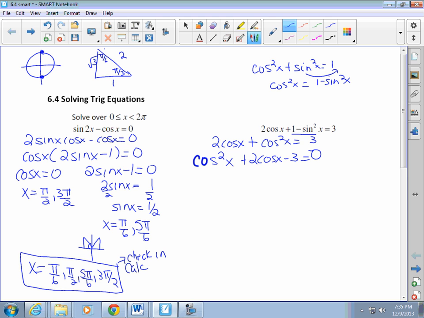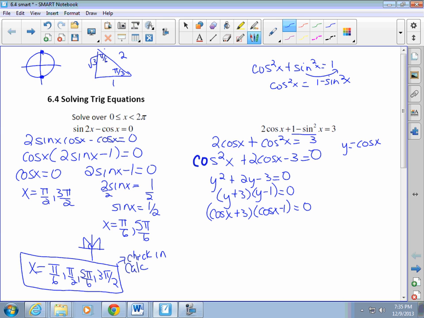So if I use my substitution method, instead of saying cos squared x, 2 cos x, I'm going to say let y equal cos x. So that means this is going to be y squared plus 2y minus 3 is equal to 0. Using product and sum, that means that this is going to be, excuse me, y plus 3 times y minus 1 equals 0. So now I can substitute back in. So this is actually cos x plus 3, and this is cos x minus 1 equals 0. So cos x plus 3 equals 0. Cos x minus 1 equals 0.